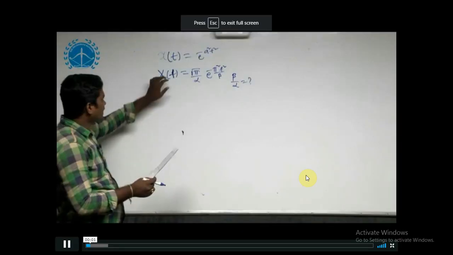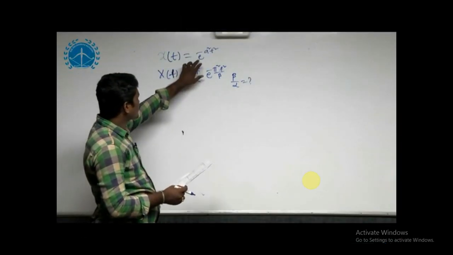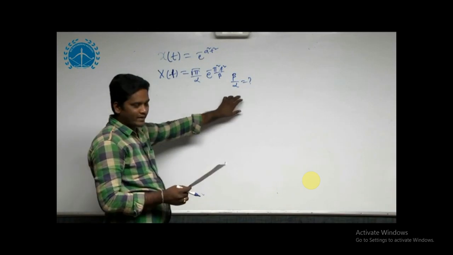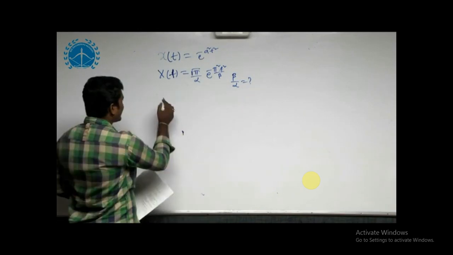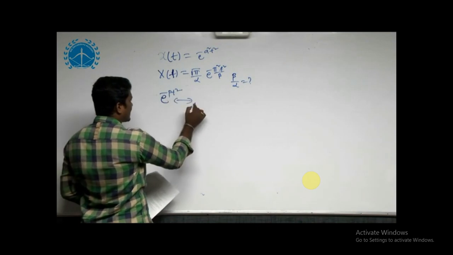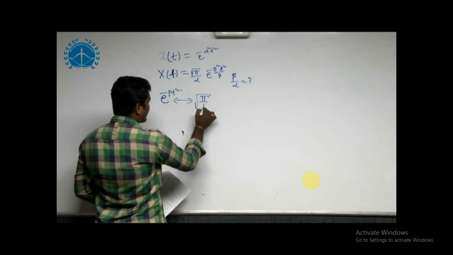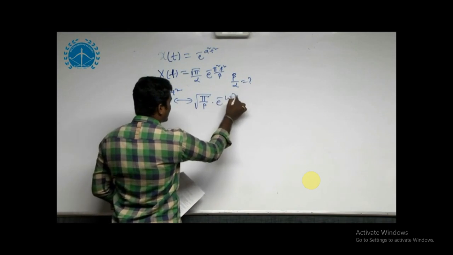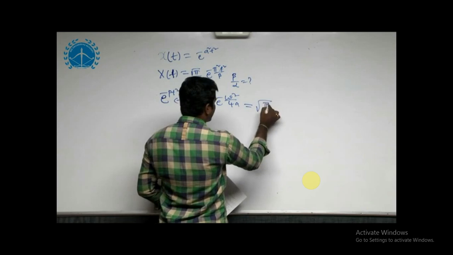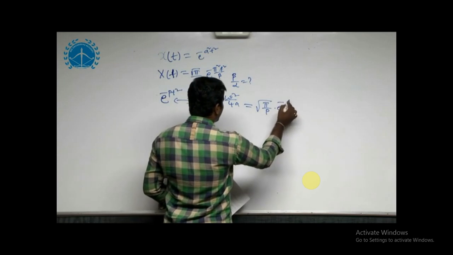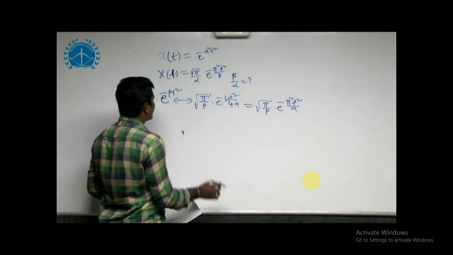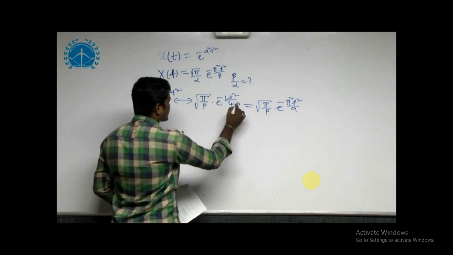The Fourier transform of x(t) is e^(-a²t²), this is given. Then what is the value of beta by alpha? We know the standard pair: the Fourier transform of e^(-pt²) is square root of pi by p into e^(-ω²/4p). In terms of f, I can write that as square root of pi by p into e^(-π²f²/p). Sorry, this is p.